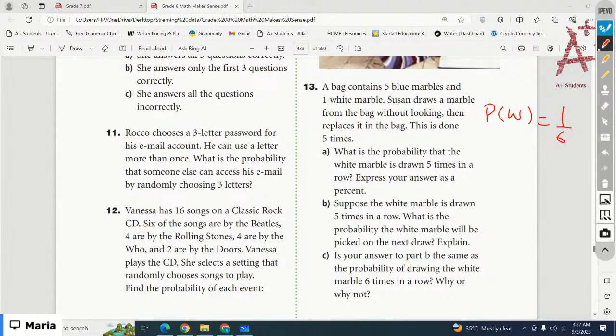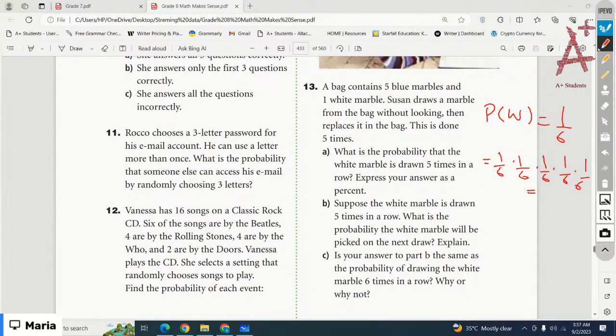It is 1 over 6, right? So you have to select the white marble 5 times. So you have to multiply this probability 5 times. You have to do 1 by 6 times 1 by 6 times 1 by 6 times 1 by 6 times 1 by 6. You can multiply and get your answer, right?